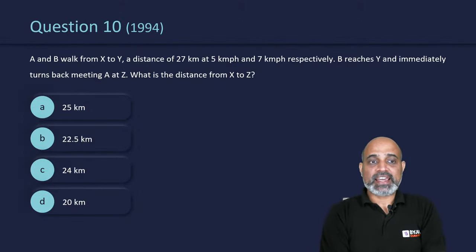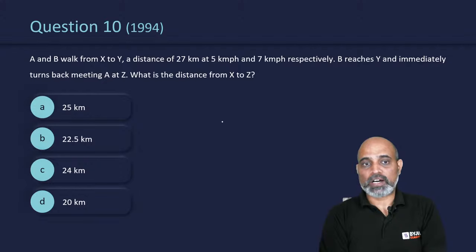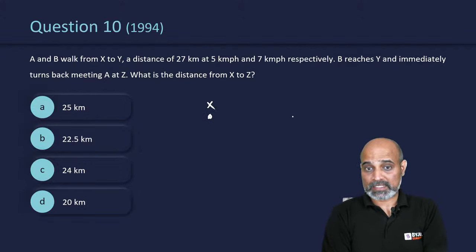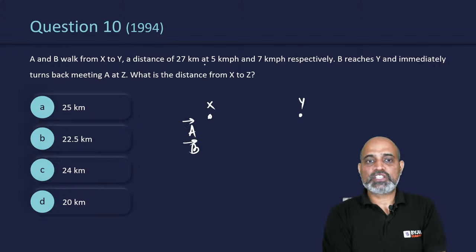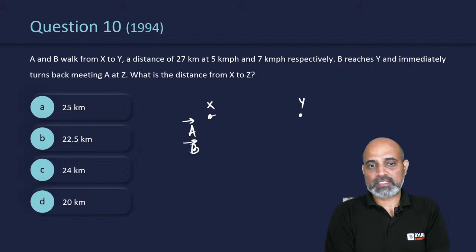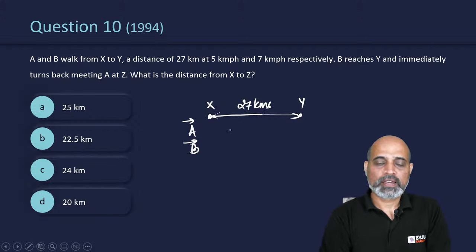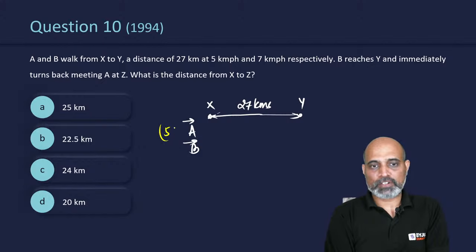Next question is, A and B walk from X to Y. So this is a point X, this is a point Y. A and B, they both walk from X to Y, a distance of 27 kilometers. So this is a distance of 27 kilometers. The speed of A is 5 km per hour. So I will simply write 5, and speed of B is 7 km per hour because it says respectively.